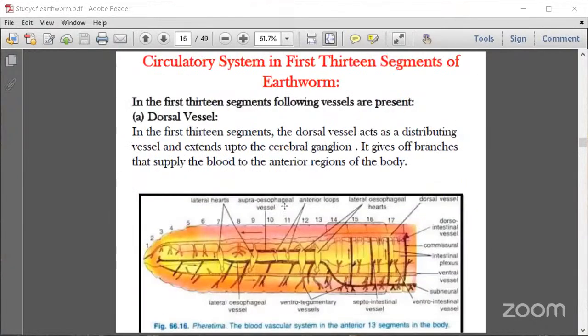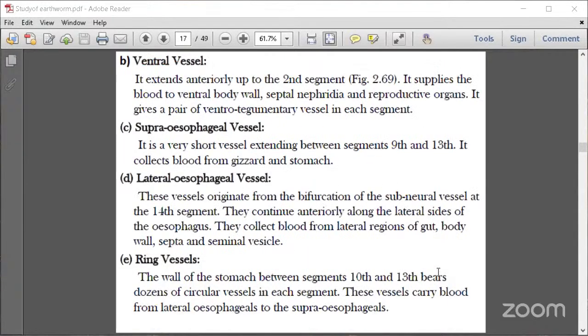When coming to the ventral vessel, here you can see the ventral vessel. This ventral vessel extends anteriorly up to the second segment. It supplies blood to the ventral body wall, septal nephridia, and reproductive organs. It gives a pair of ventro-tegumentary vessels in each segment.